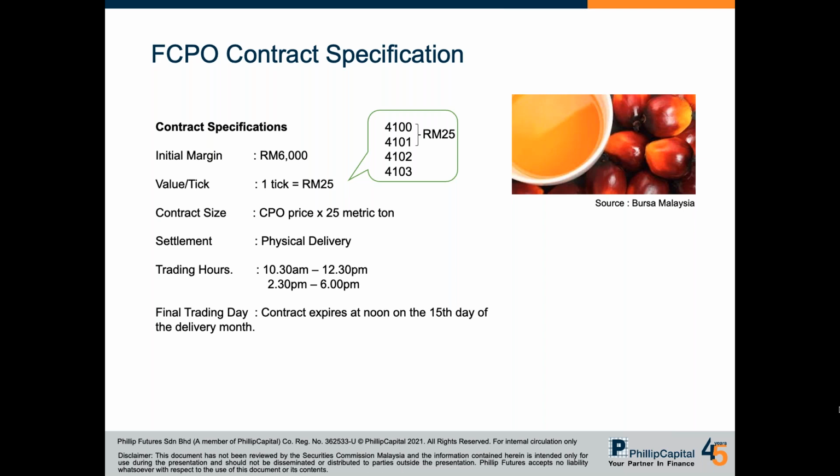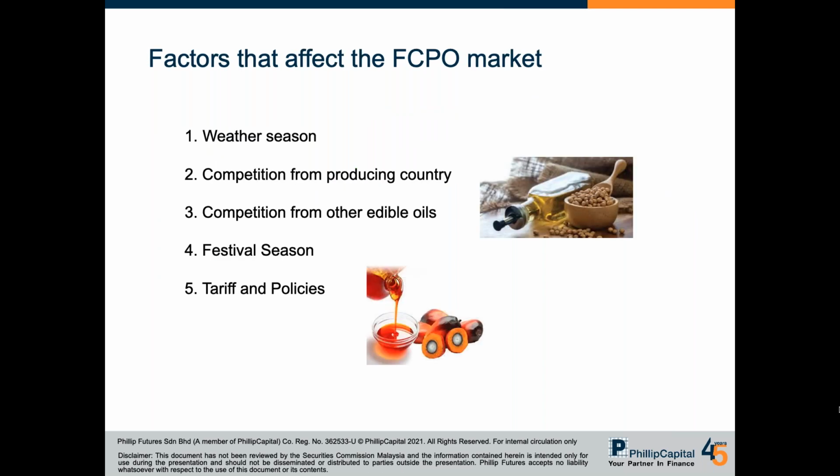For the settlement, it will be physical delivery, but we only have cash settlement. And for trading hours, we have two sessions: the morning session, 10:30 to 12:30, and then the afternoon session, 2:30 to 6 p.m. The final trading day expires at noon on the 15th of the delivery month. And these are the factors that will affect the FCPO market.